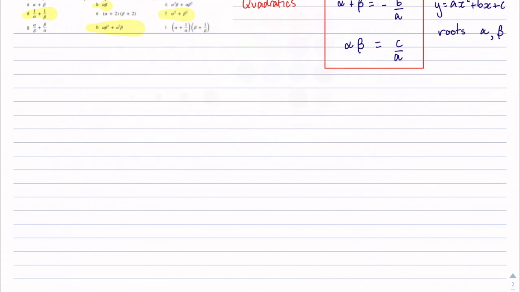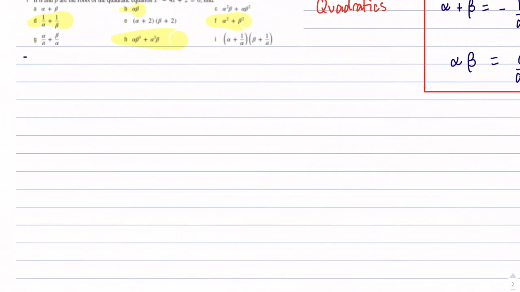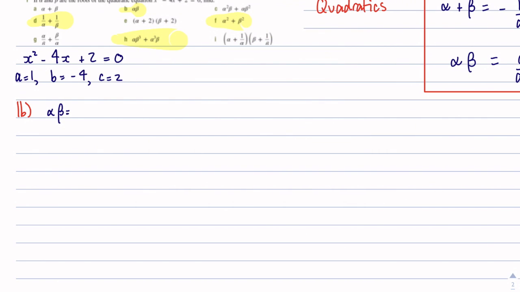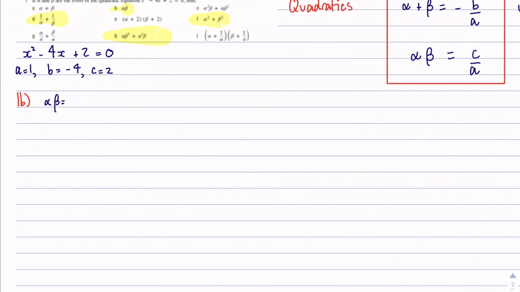Okay, so they have told us we've got x squared take 4x plus 2 equals 0. Now, I know that a equals 1, b equals -4, and c equals 2, just like when you're about to use the quadratic equation. So for 1b, if they're asking for the product, well, we know the formula for the product, it's c on a. So alpha times beta equals, well, c was 2 over a was 1, so it's 2.